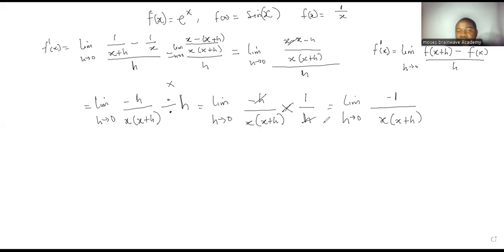So I can take the limit over here now. If I pass this limit, I'm going to have minus 1 upon x into x plus 0, right? So I'm going to be having minus 1 upon this multiplied by this is going to give me x squared. And this becomes our solution for this particular guy.